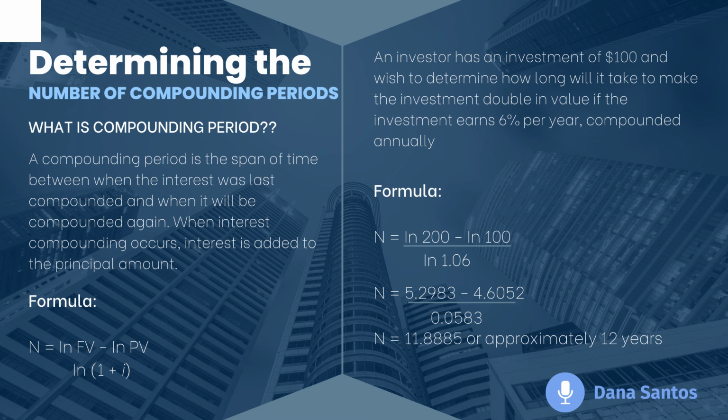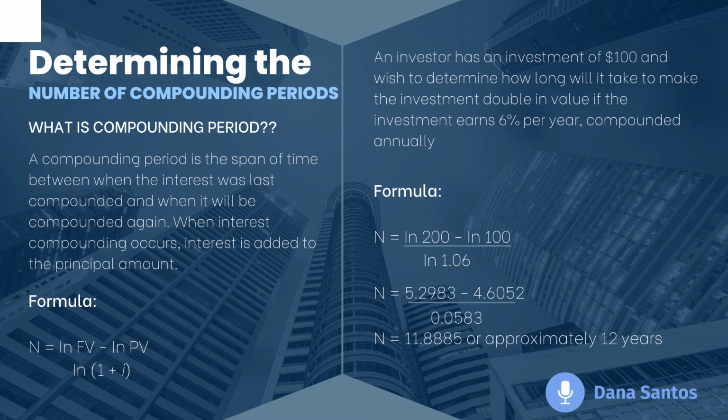So the formula is N equals ln of future value minus ln of present value, over ln of 1 plus interest. Substitute the future value, present value, and interest with $200, $100, and 0.06. In order to get 5.2983, so most calculators have this button na may ln. So just press ln and type the given value. So we will get 11.8885 or approximately 12 years before maging double yung investment.